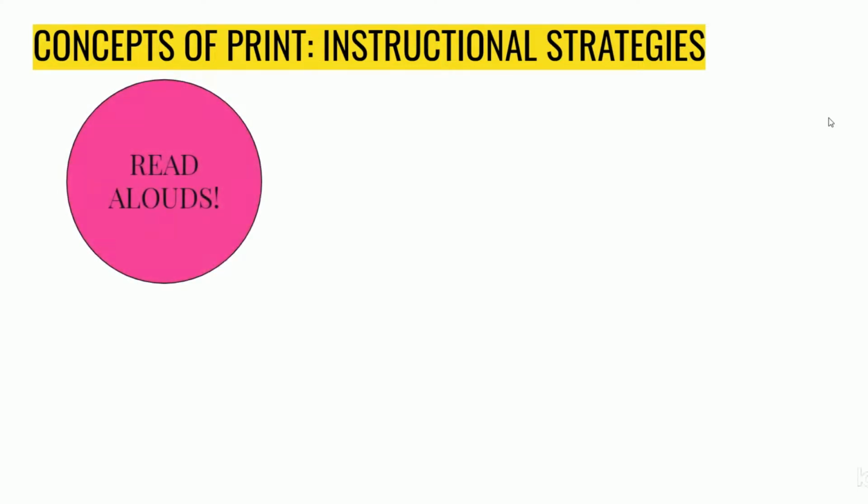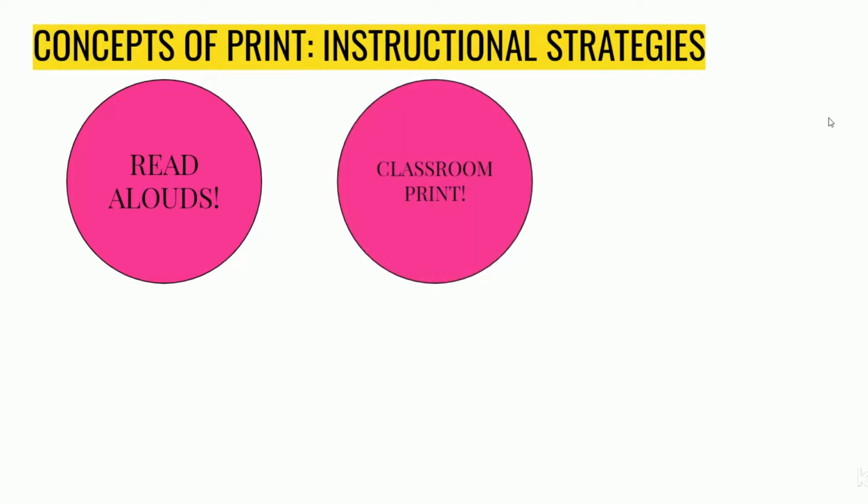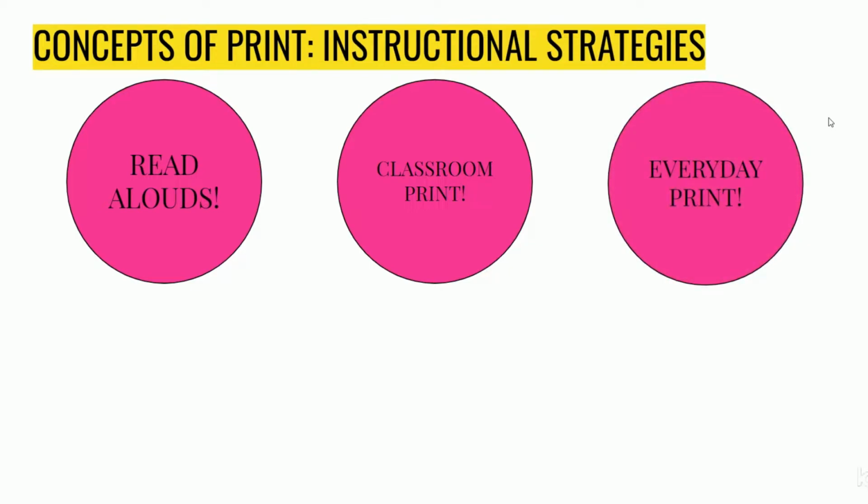First, we have read alouds. Read alouds can be used to show students that reading can also be fun, and it can also show students that print carries meaning. Then we have classroom print. Classroom print is the written print that you as the teacher chose to display in your classroom, such as labels and posters that you might see in a kindergarten classroom. Then we have everyday print, which on the other hand is the written print that students are exposed to naturally in their daily life. So it's maybe not necessarily what you chose to put in your classroom.